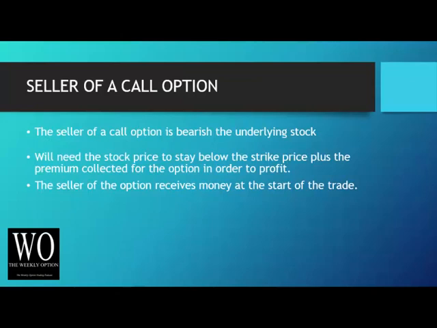Now, it changes a little bit for the seller of a call option. So the seller of a call option is actually bearish the underlying. You would only sell a call on a stock that you expect to go down. The seller will need the stock price to stay below the strike price plus the premium collected for the option in order to profit. The seller of the option actually receives money at the start of the trade rather than paying for it.